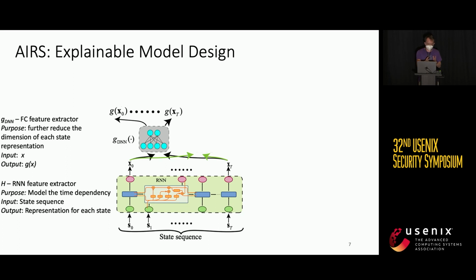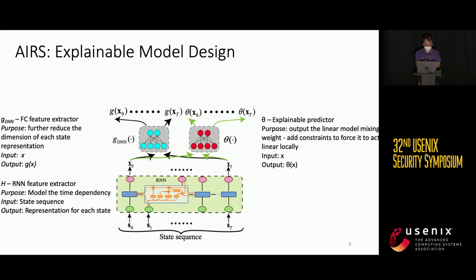And then we have another module that tries to further reduce the dimension of the outputs of the recurrent network. And then we have this module output, which we call the theta module. It's pretty important. This theta module is a neural network, but we try to add some constraints and some regularization to make it work like multiple linear models.